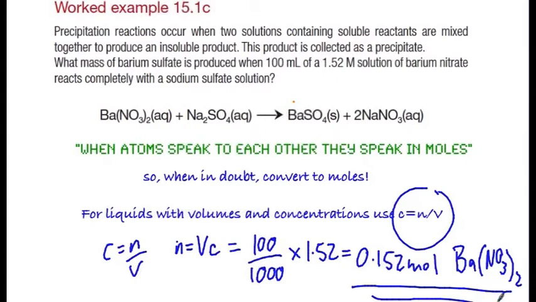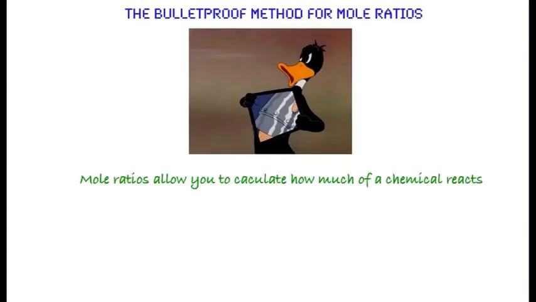Now you go to the question. You always go back to the question. You're asking for what mass of barium sulfate is produced. So you've got to go back and try to get a mass. And there's a relationship between the two. It's the mole ratio. Mole ratios allow you to calculate how much of a chemical reacts. And this is the bulletproof method for doing that. You will not get confused if you use this method.